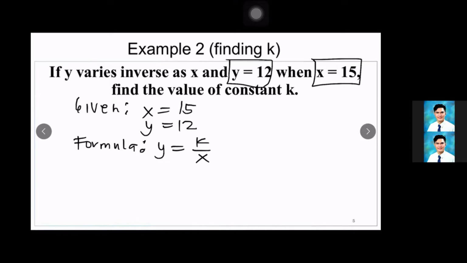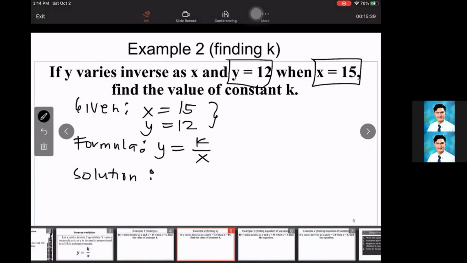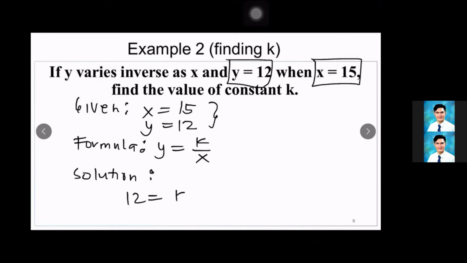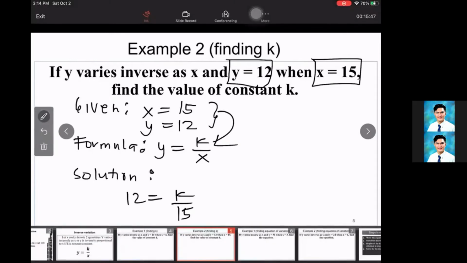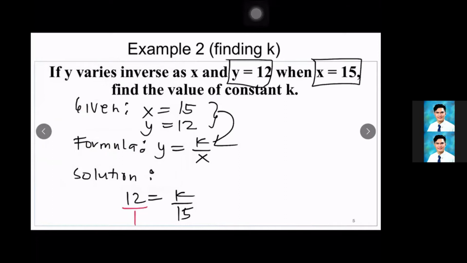Next, we write the solution. In the solution, we will just be substituting the given, the value of x and the value of y, to our formula. It will become 12 equals k over 15, substituting the given to our formula. After that, we will write an imaginary 1 below 12 since 12 is a whole number. But if in case the y is a fraction, then we will just write it as a fraction. No need to write an imaginary 1.